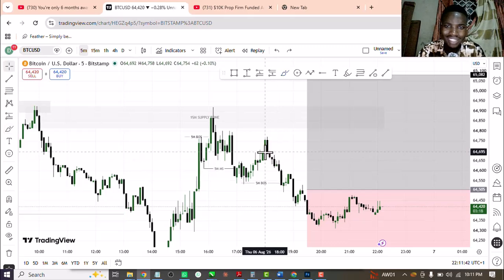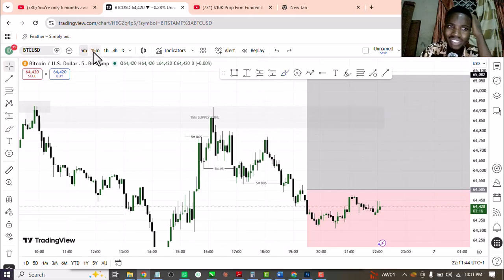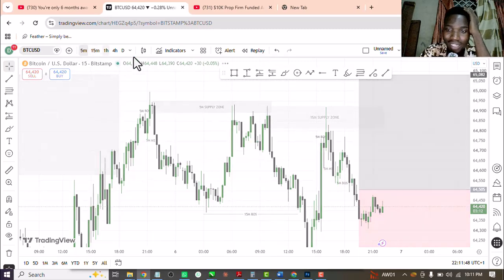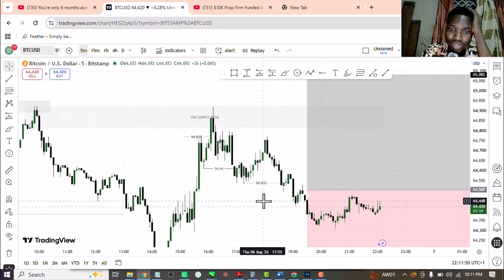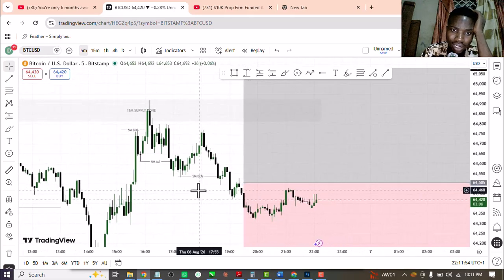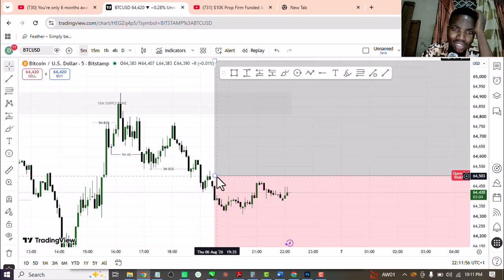I think I entered at 15 minutes. I can't remember if it was at the 5 minute time frame that I entered this trade. But based on what we're seeing here, it means that I entered this trade around here, right?